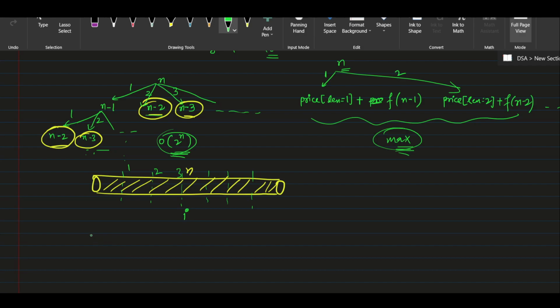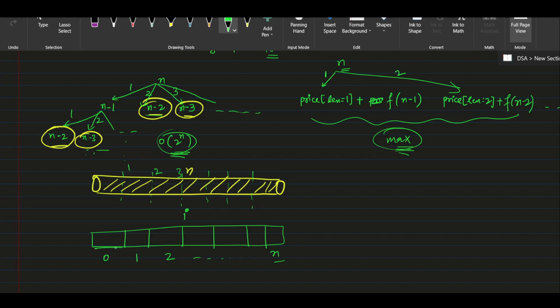I will make one DP array, which will store that if my rod is of length 0, then what will be my maximum profit. If my rod is of length 1, then what will be my maximum profit. If my rod is of length 2, then what will be my maximum profit, and so on. And what will be the profit when my rod is of length n. So we will build up the solution from the bottom up.